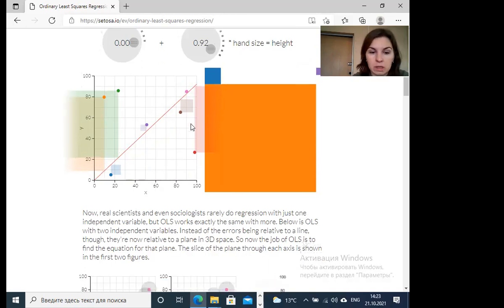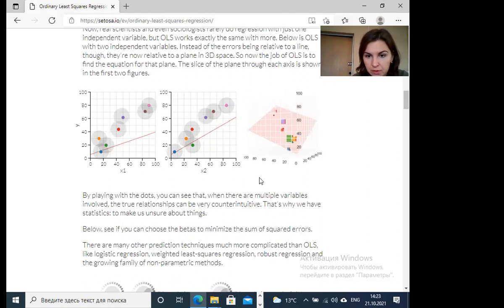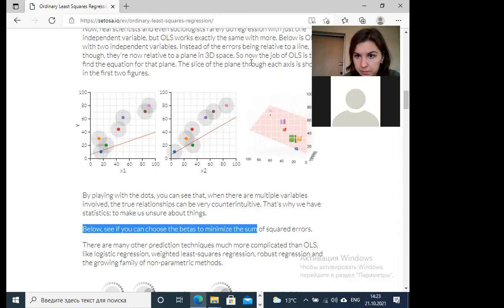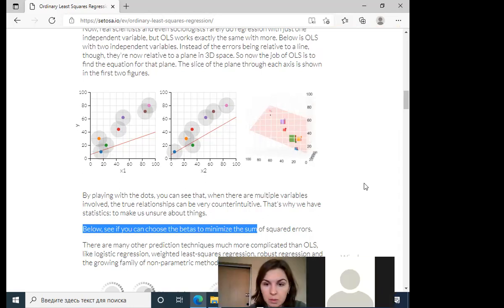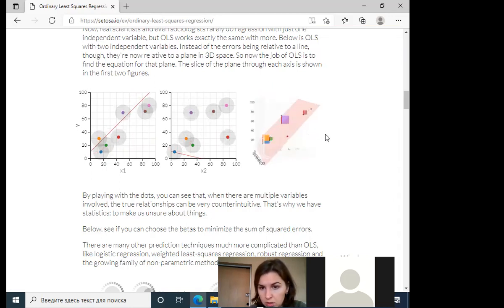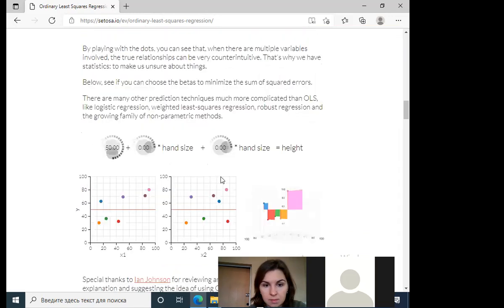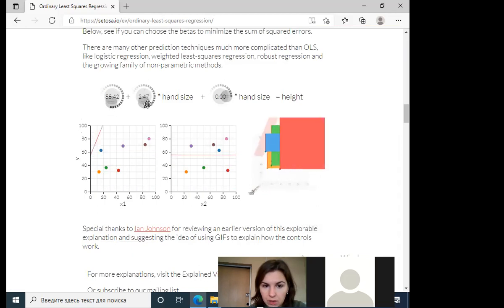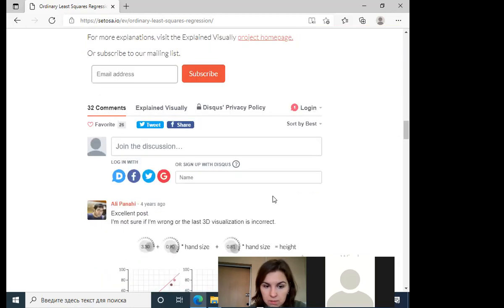Actually, we calculated the square. And here we have two dimensions of predictor and how the plane varies when the values change. We may also change the value of coefficients here, and we will see how this model changes.